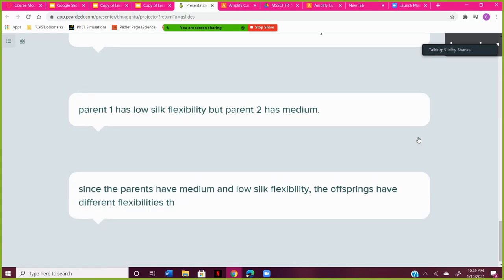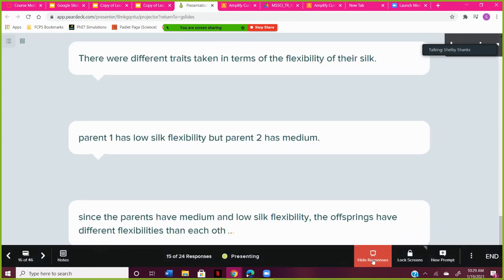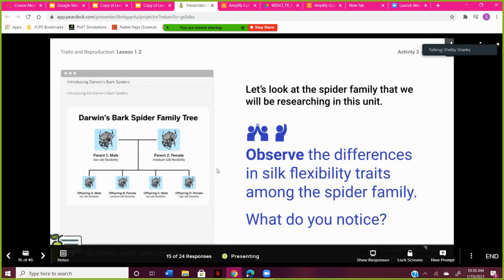All right, so I'm seeing there's more low and medium flexibility than this high flexibility, which is offspring D. I'm not going to go any further than that because we're going to learn a little bit more about that. Keep that in the back of your mind when we see these family trees again, because I know you have probably dealt with family trees, and we're going to be looking at family trees a little bit more in depth over the next few weeks.